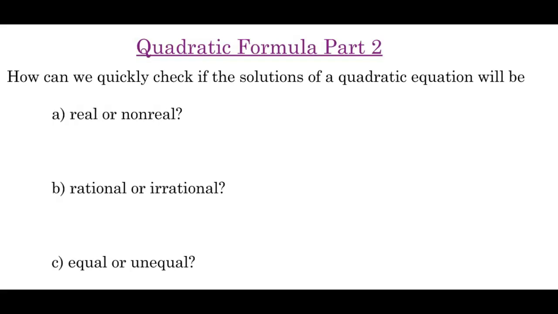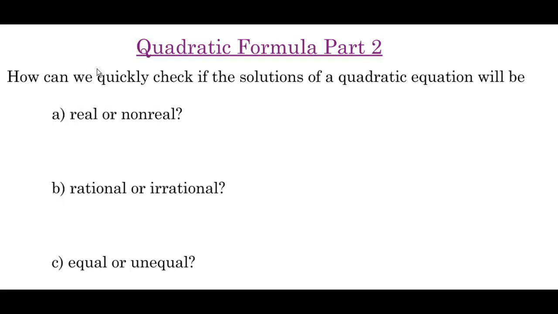So essentially, we want to be able to tell whether our quadratic equation is going to have real or non-real solutions, rational or irrational solutions, equal or unequal solutions before we actually do all of the work. So that's going to be based on the discriminant. If you go back and look at all of the examples that we solved, the solution that we got was based on the discriminant. So when the discriminant was positive or negative, that told us something about our solutions.